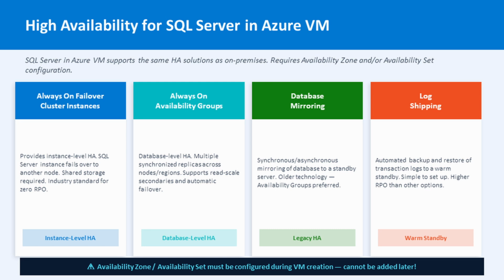The second is Always On availability groups. This is a database-level solution where one or more databases are synchronized across multiple replicas. You can have automatic failover between replicas, and secondary replicas can also serve as read-only endpoints to offload reporting queries. This is the most modern and flexible high-availability option.